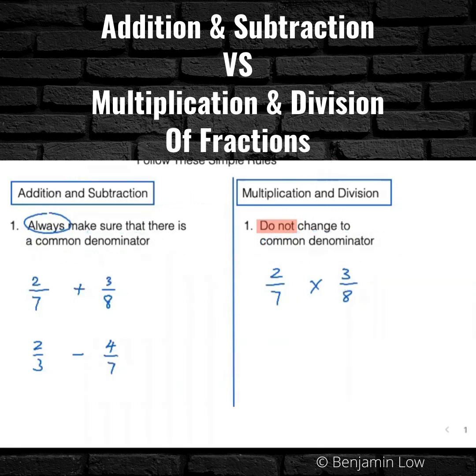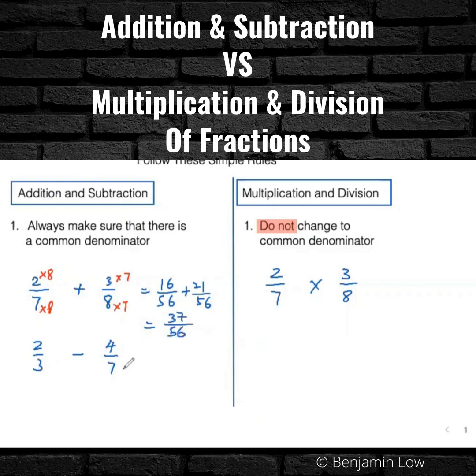So, for example, in addition and subtraction, make sure that there is a common denominator by multiplying the denominators. 7 times 8, 8 times 7. Do the same over here and do the calculation from there. In this case, you will have 16 out of 56 added to 21 out of 56, giving you an answer of 37 out of 56.